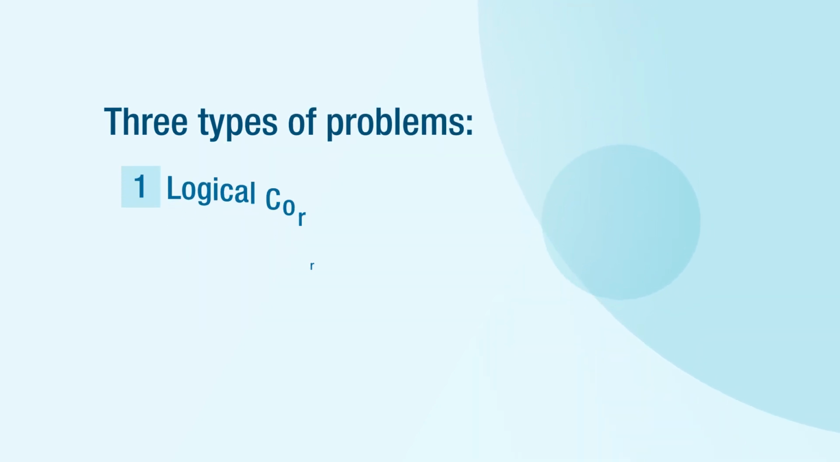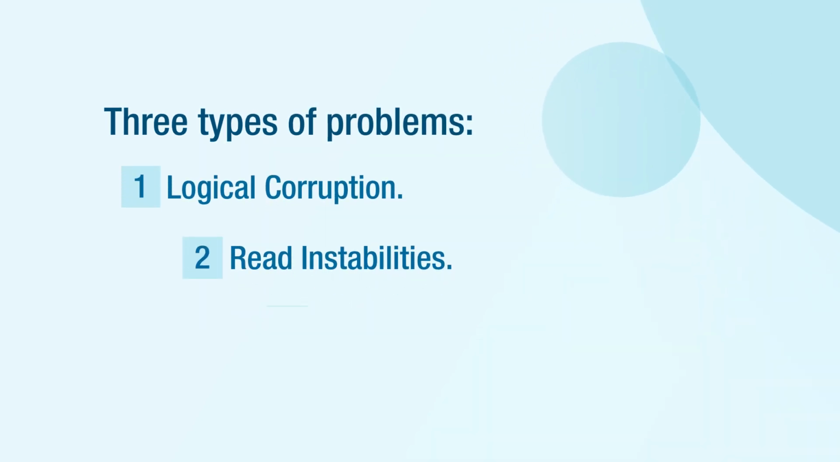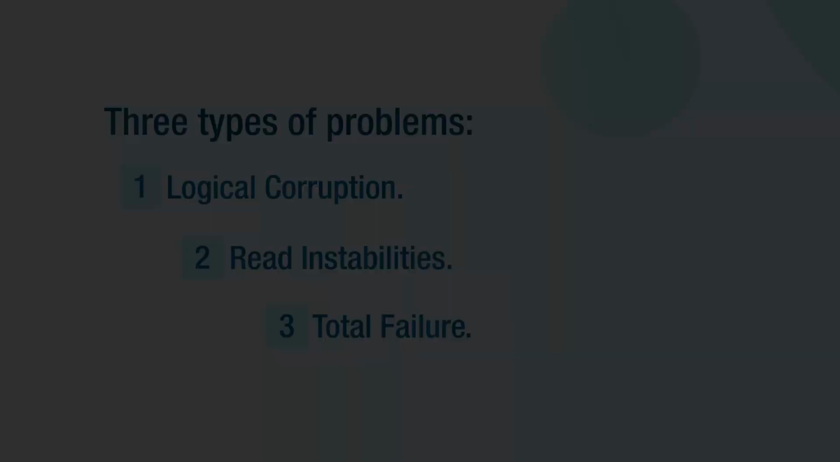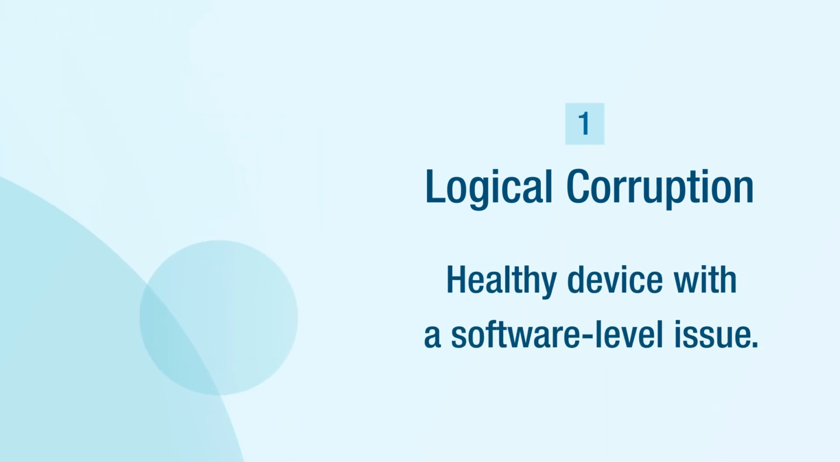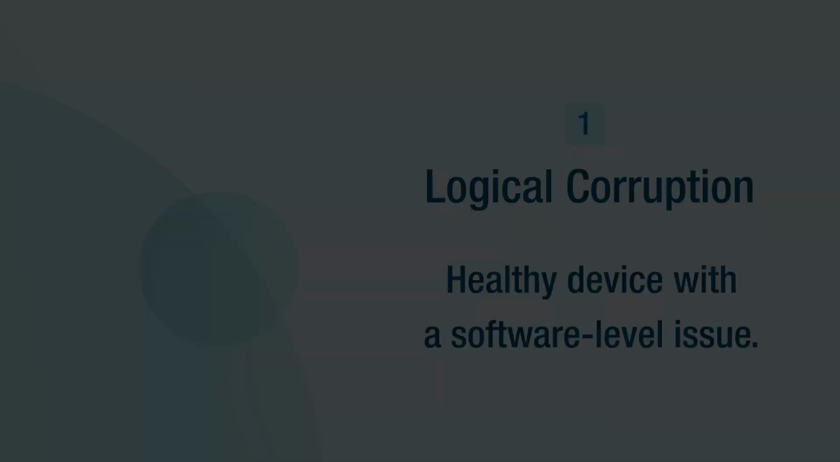There are three types of problems that can prevent access to data: logical corruption, hardware read instabilities, and total device failure. The most common type of problem is logical corruption, when the storage device is still physically healthy, but something happened on the software level, like accidental file deletion, accidental reformatting, damage from malware, or various operating system bugs.